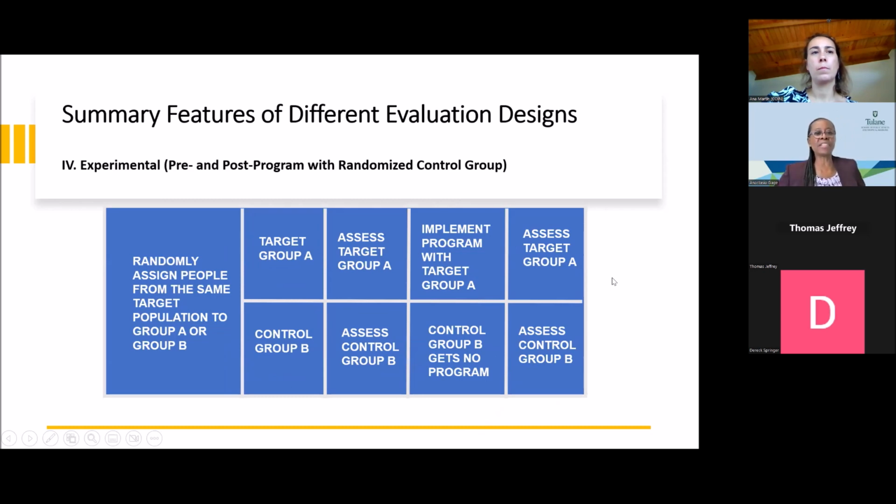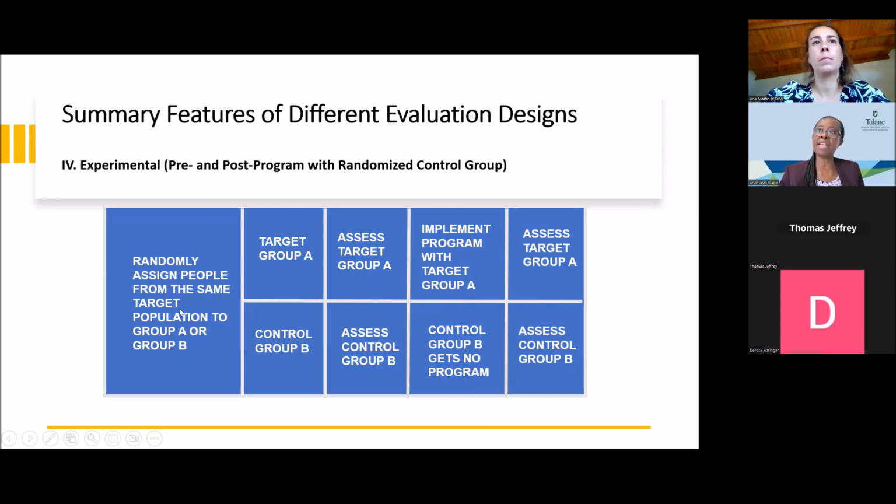Then you have the experimental design, pre and post program, but you're randomizing your control. When you randomly assign people to either the intervention or the control group, you are giving everybody an equal chance of belonging to either group. So both groups are going to have a baseline survey. You're going to implement the program with target group A. The control group can get no program, or it could get an alternative program, and then you assess afterwards.